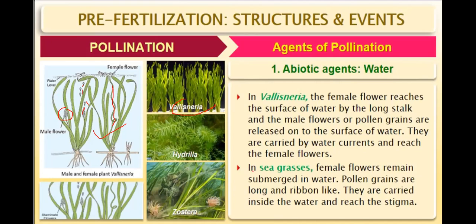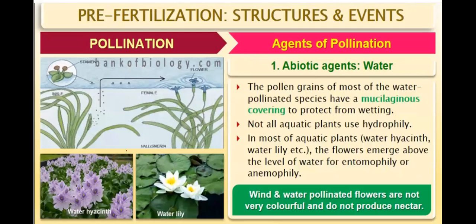In sea grasses, female flowers remain submerged in water. Pollen grains are long and ribbon-like. They are carried inside the water and reach the stigma. The pollen grains of most water pollinated species have a mucilaginous covering. So pollen grains are covered with mucilage to protect them from wetting.